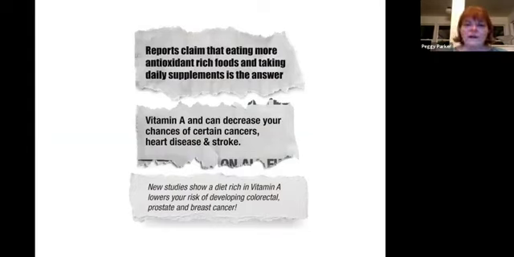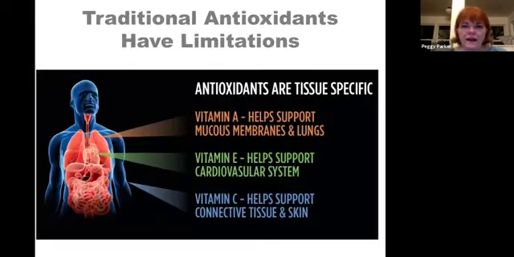So here are some headlines that you've probably heard about, that report claims that eating more antioxidant-rich foods and taking daily supplements is the answer. We heard that for years, right? We heard that you've got to eat these foods. If you eat these foods, it's going to decrease your chance of cancer and heart disease and strokes. It's really going to help. And then I learned something very disappointing.